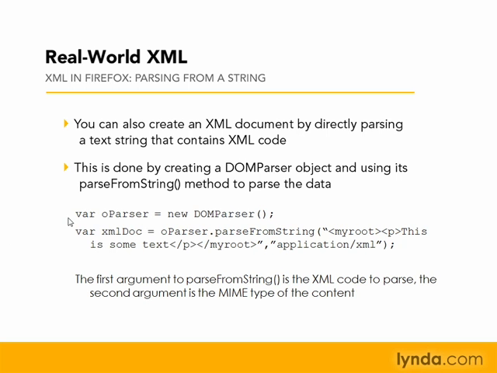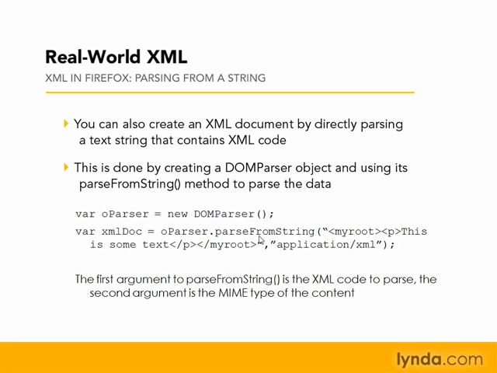So here I have a variable named oParser. And it's an object reference to this new DOM parser object that I'm creating. And again, this is an example that works in Firefox. We'll cover IE in a bit. Then we have a variable here named XMLDoc. And XMLDoc is being assigned the result of the parser's parseFromString method.